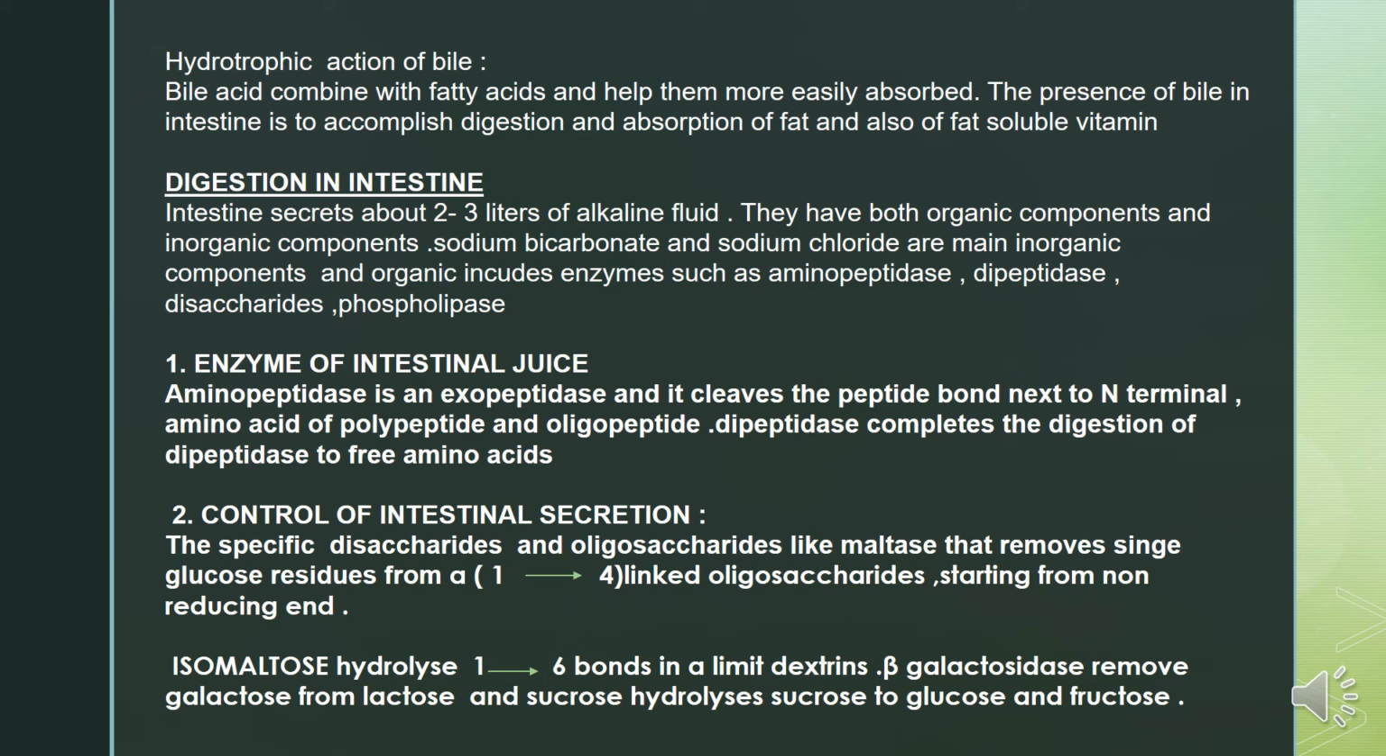Control of intestinal secretion. The specific disaccharidases and oligosaccharidases include maltase, which removes single glucose residues from alpha 1,4 linked oligosaccharides starting from the non-reducing end. Isomaltase hydrolyzes 1,6 bonds in limit dextrins, beta-galactosidase removes galactose from lactose, and sucrase hydrolyzes sucrose to glucose and fructose.